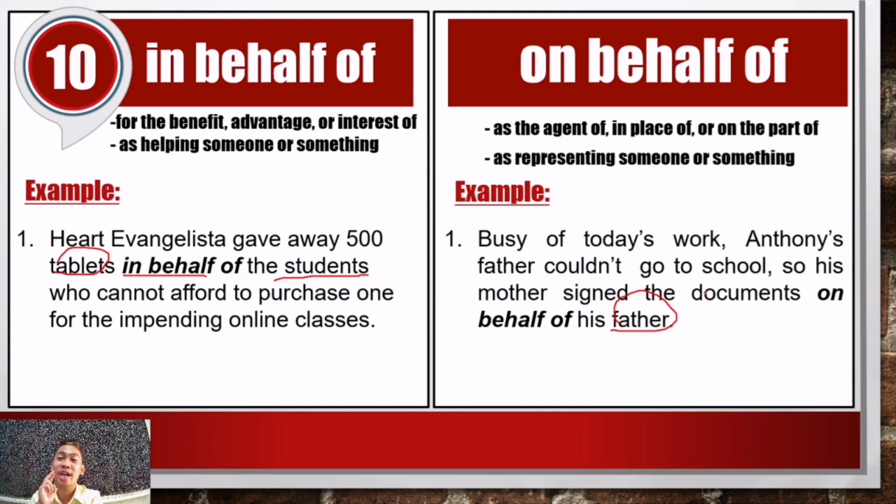So once you're going to assign somebody to speak as a representative of you who won't be able to attend a seminar or attend an event, then definitely you have to use the word on behalf because it means as a representative of. Alright? So I hope it's very clear now about the difference of in behalf of, for the benefit of, and on behalf of, which means as a representative of. Alright? So that's the end of our lesson of the common usage problems.